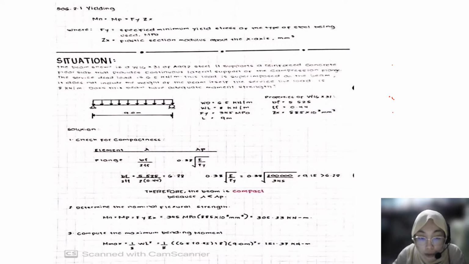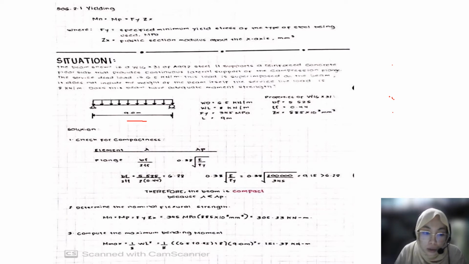So, meron tayo ditong given na dead load, 6.5 kN per meter, and live load, 8 kN per meter, and Fy is 345 MPa, and the length is 9 meter. And meron tayong properties of the W16 by 31: bf is 5.525, and yung tf is 0.4444, and Zx is 885 by 10 cubed.